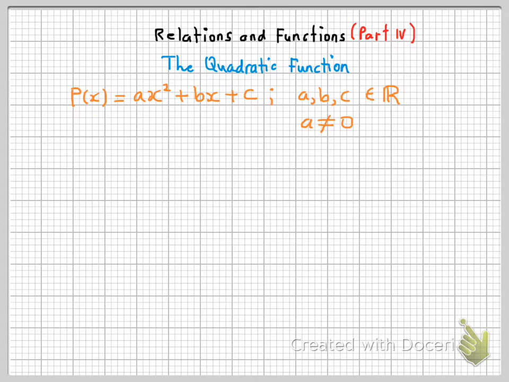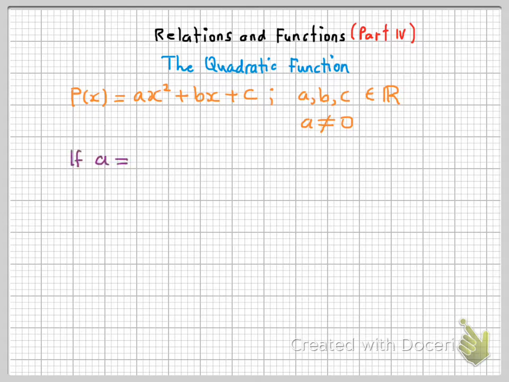So a, b, and c belong to the set of real numbers, and your a has to be different from 0. If your a is 0, what that means is that first term, ax squared, disappears from there. It will just be 0, and you will have bx plus c, which will not be a quadratic function. Okay, so your a has to always be different from 0. So this is what a quadratic function looks like.